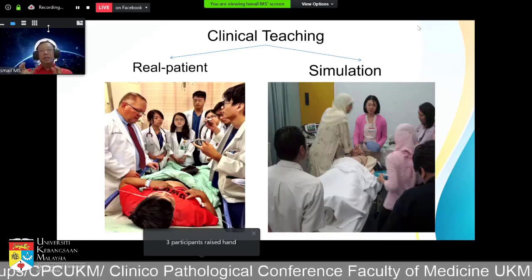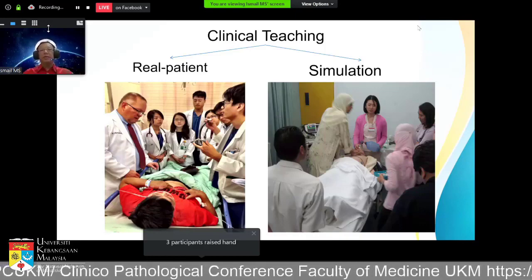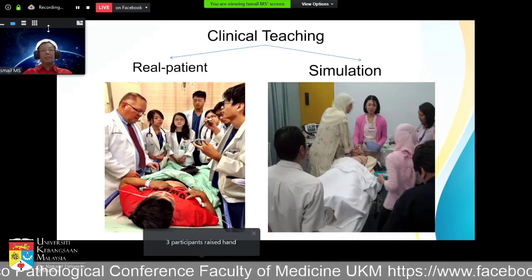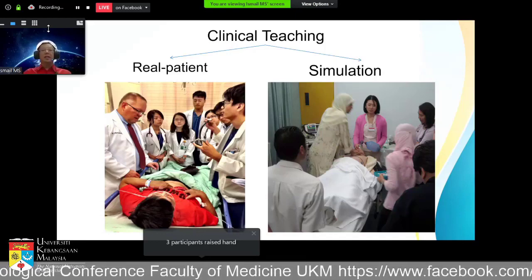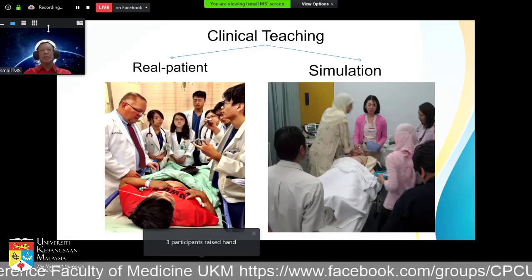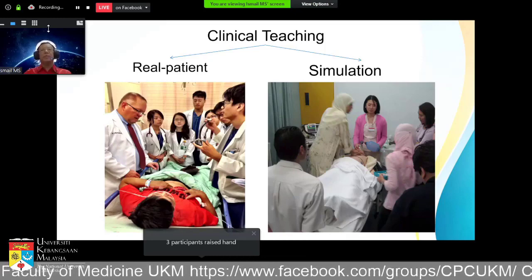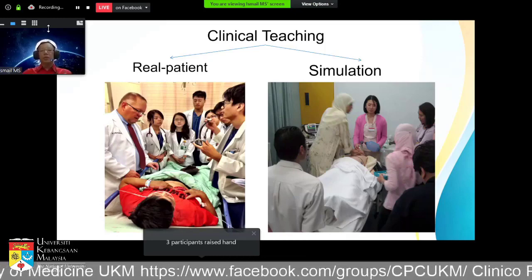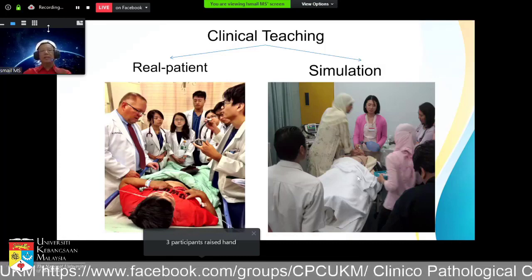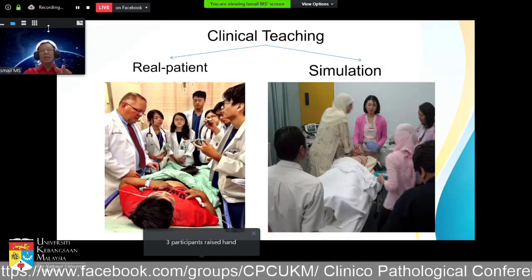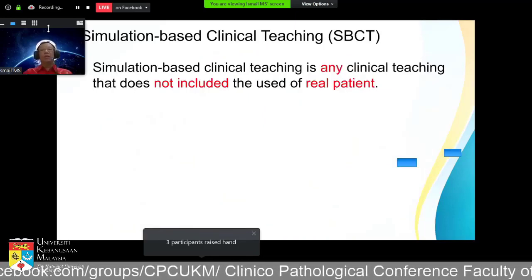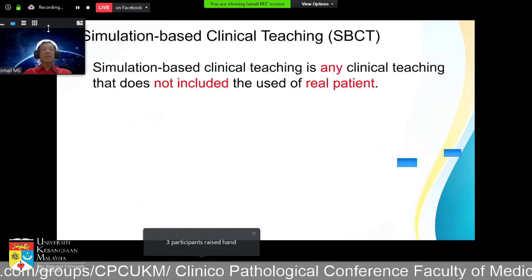what we say is that clinical teaching must involve real patients. Something like this: we have a real patient, and students crowd around, and you teach them. That's about real patients, or you discuss about real patients. If you don't use real patients, if you use a dummy or something like that, and even a case history, it is called simulation. So anything that is not using a real patient is simulation-based clinical teaching.